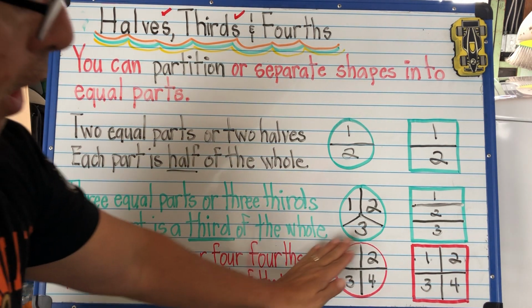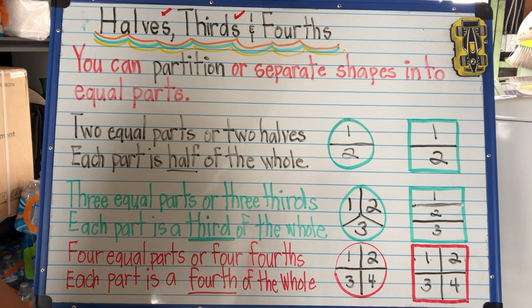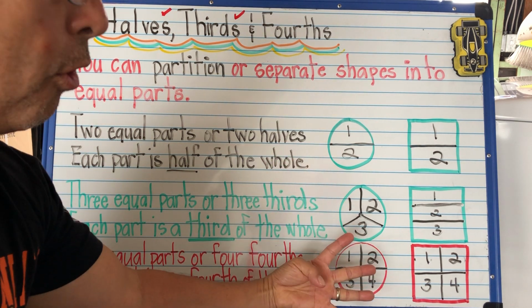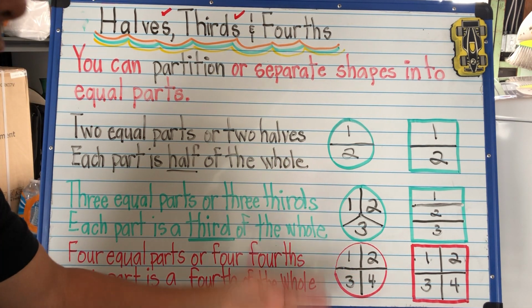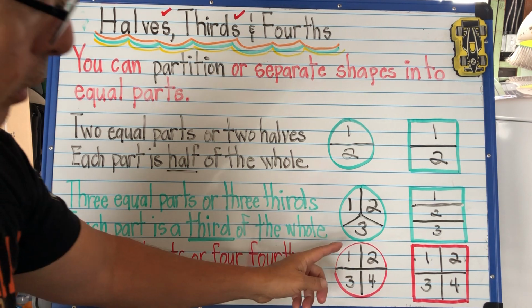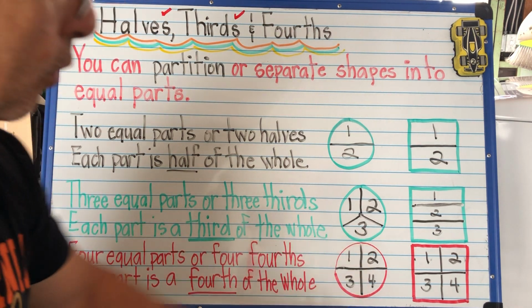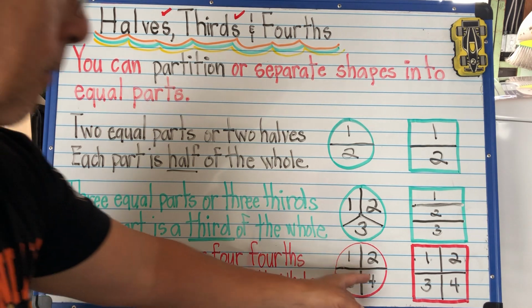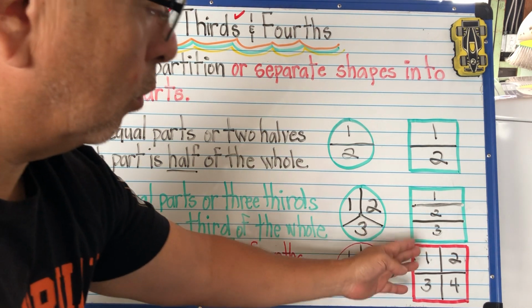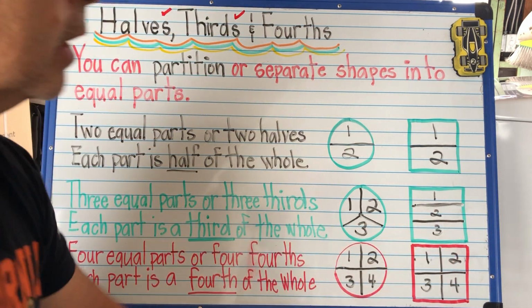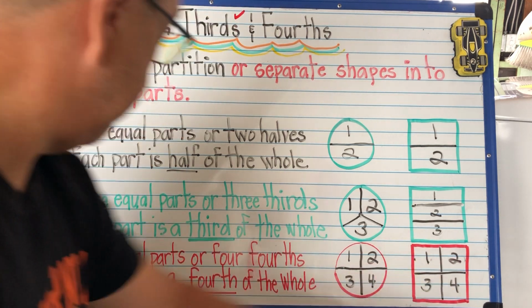Okay, the circle and the square are divided into 4 equal parts, or 4/4. There's 1/4, 2/4, 3/4, 4/4. And here we are again, 1/4, 2/4, 3/4, and 4/4.